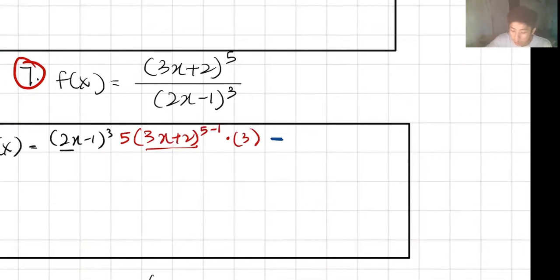Now, just now I copy the bottom, differentiated the top, right? Now I do the opposite. I copy the top, 3x plus 2 power of 5. Then I differentiate the bottom. Same thing when I differentiate the bottom, what I do is I bring the power in front. There are 3 things I do. I bring the power in front. Then I copy this exactly the same. Then the second thing I do is I minus the power with 1. Don't forget. Then I times the differentiation inside this bracket, which is 2.